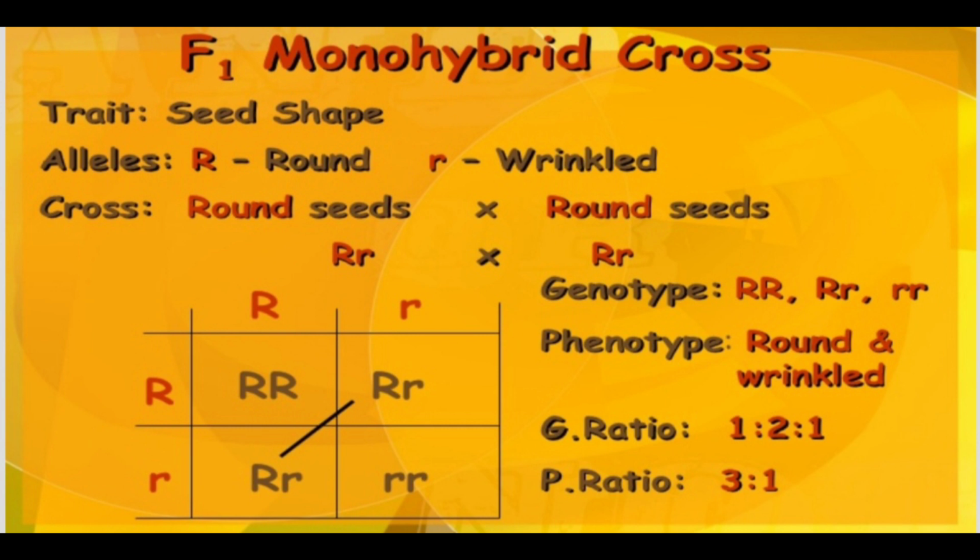The genotypes are capital R capital R, capital R small r, and small r small r. The phenotypes are round and wrinkled. The genotypic ratio will be 1:2:1, and the phenotypic ratio will be 3:1. What is the genotypic ratio? We can separate them on the basis of their genes. But for phenotype, physically we can see that they were all round. So the round were 3 and the wrinkled was only 1. That's why the phenotypic ratio is 3:1.